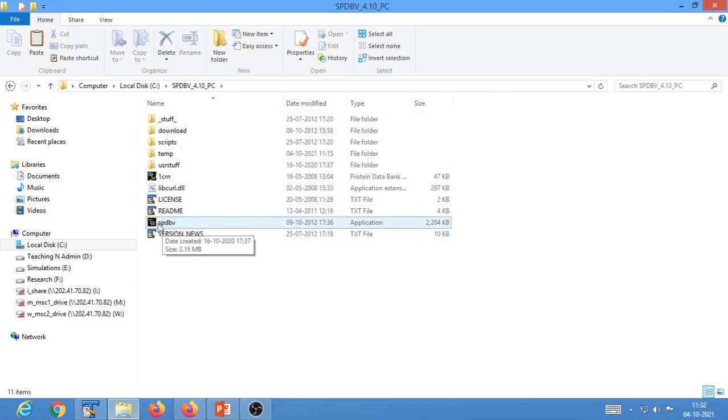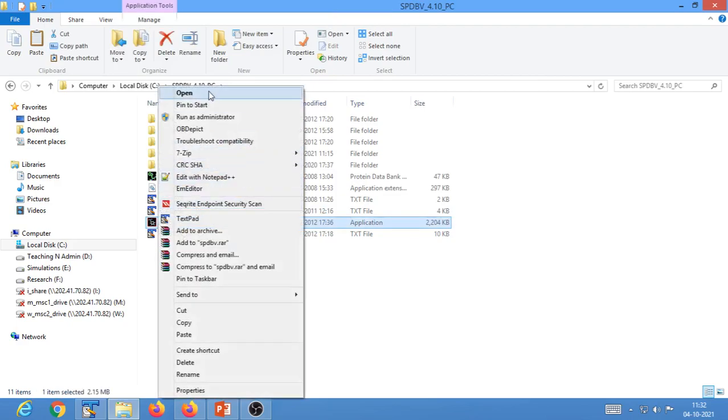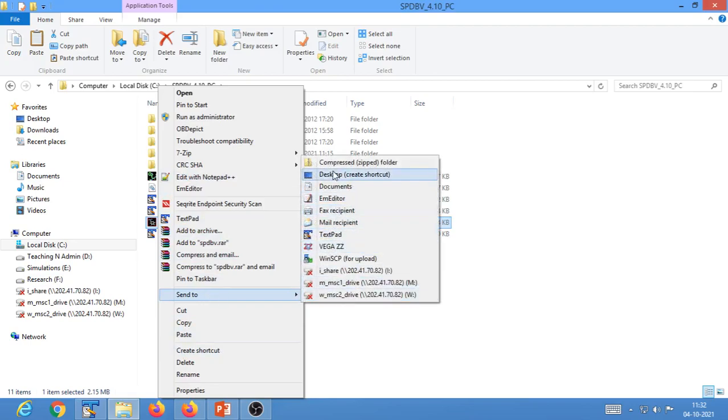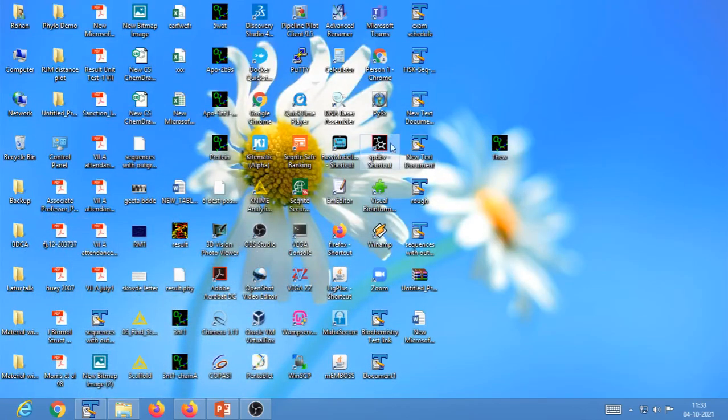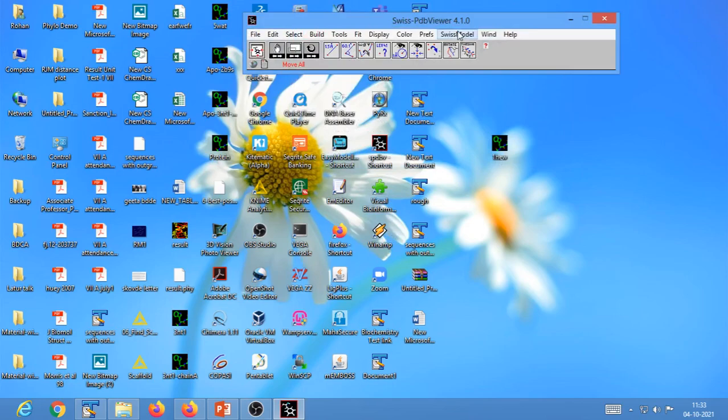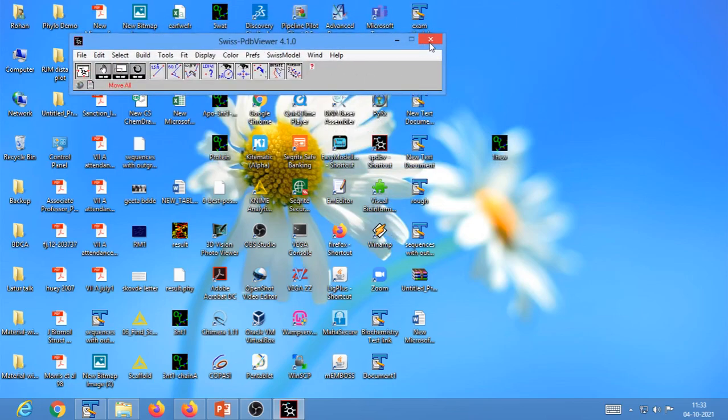Okay, so what you can do is right click and send it to desktop, so that in this way you create a shortcut to this particular application on the desktop. If you use send to desktop, you create a shortcut. If you do this, you would get an icon on your desktop something like this, and we would be calling this SPDBV from our desktop every time we work. Okay, so this is how you install your SPDBV.